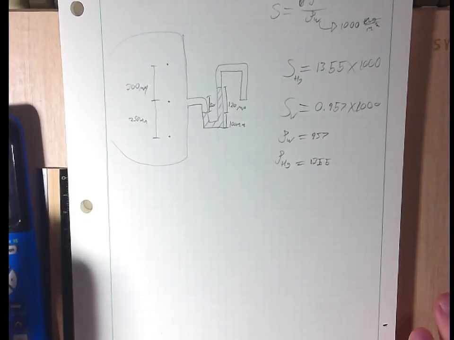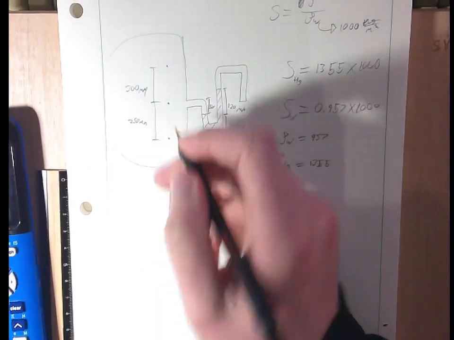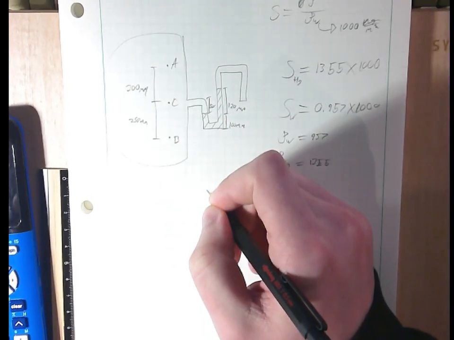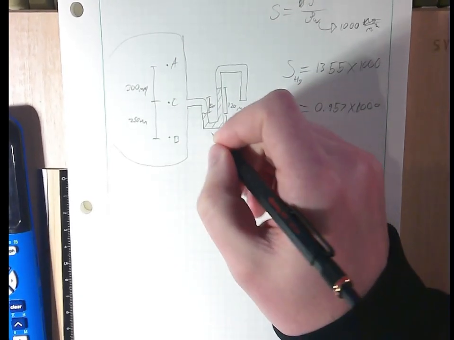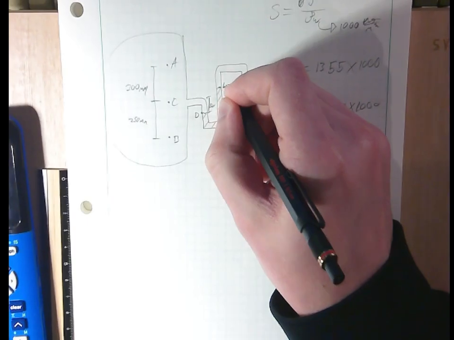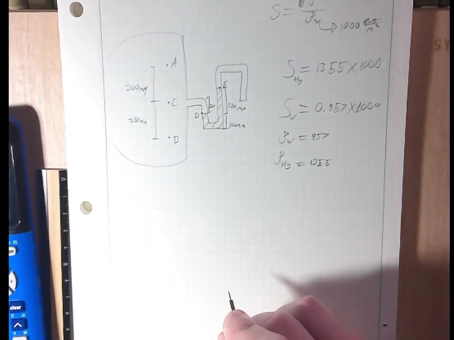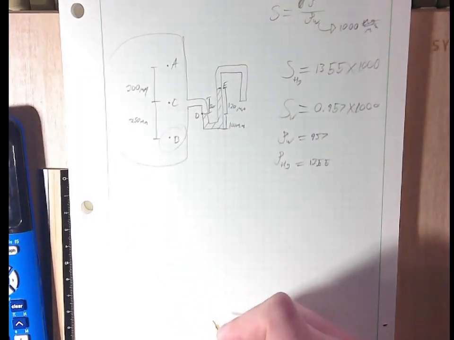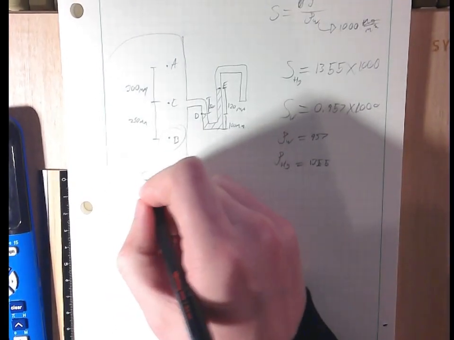So what's the actual problem? We want to know ACB. We have a point D and point E. We want to know P, pressure at B. All right.